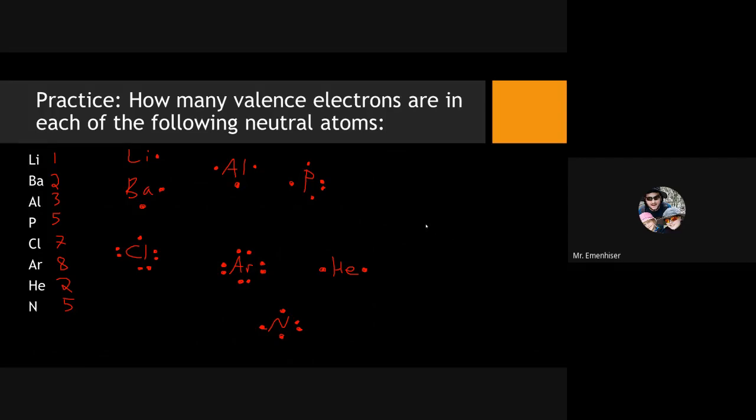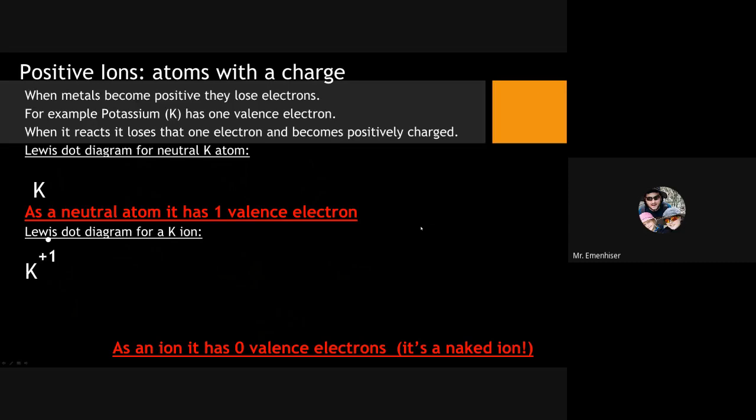Easy peasy. Now, positive ions. These are ions with a charge. When a metal becomes positive, it's going to lose electrons. So, for example, potassium is in group 1, and he has 1 valence electron. So this is going to be our Lewis dot diagram for potassium. It's going to be K and then 1 dot. All right, so potassium is going to lose an electron. Why is potassium going to lose an electron? Well, let's see how many.